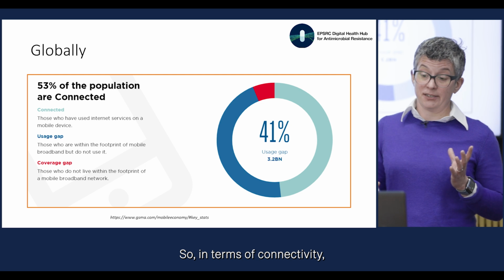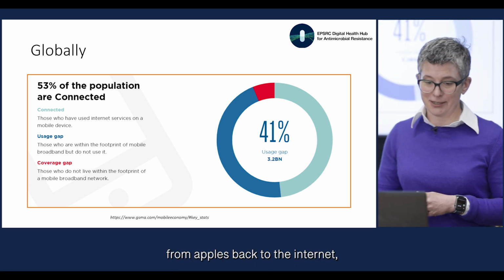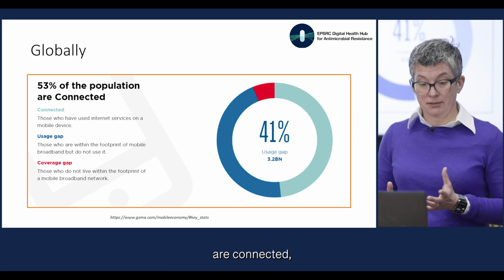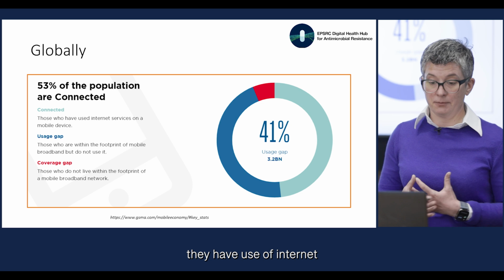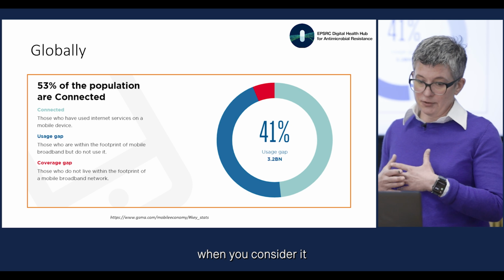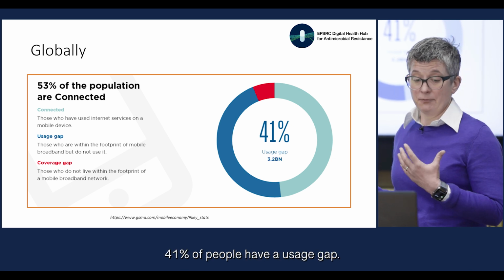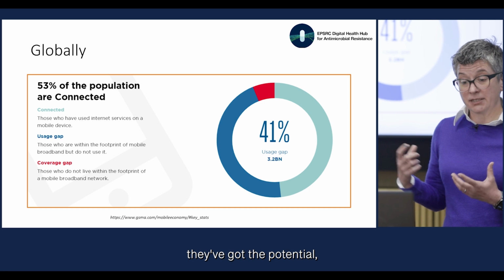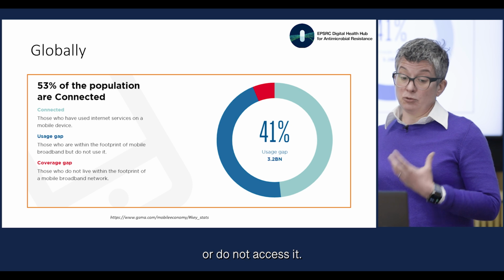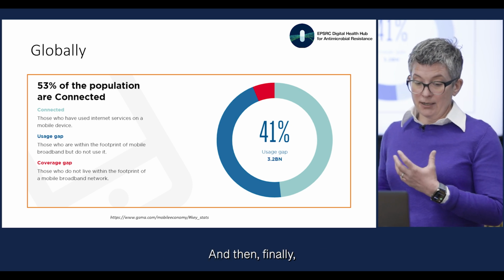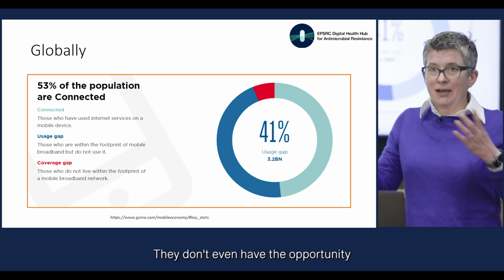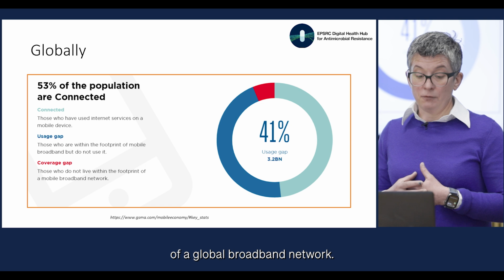So in terms of connectivity, going back from apples to the internet, 53% of the population globally are connected. And by connected, they mean they have use of internet services on a mobile device. In this diagram, from a global perspective, 41% of people have a usage gap. So this means that they've got the potential, the opportunity to have mobile broadband, but for whatever reason, they're not able to access it or do not access it. And then finally, there's a much smaller proportion of the global population who have a coverage gap, where they don't even have the opportunity because they don't live within the footprint of a global broadband network.